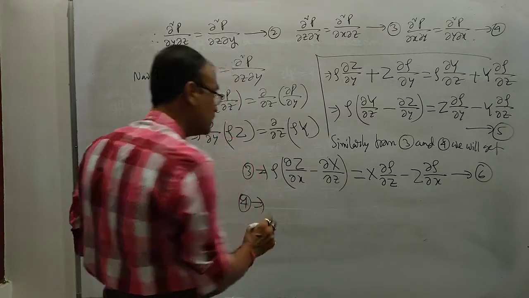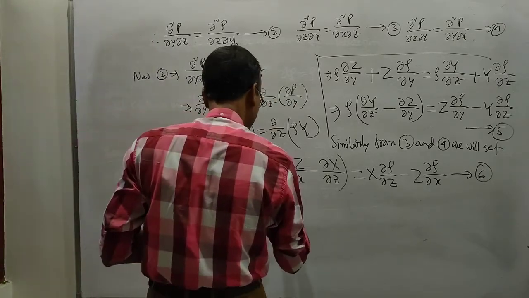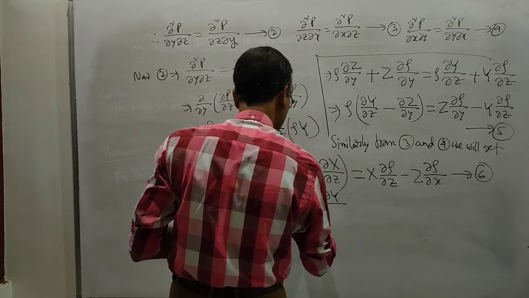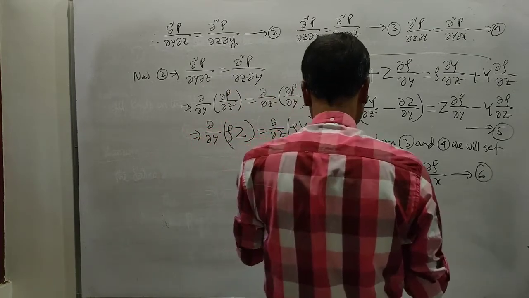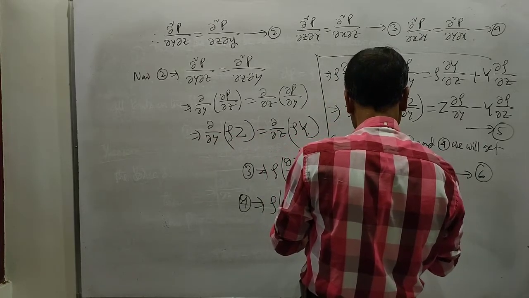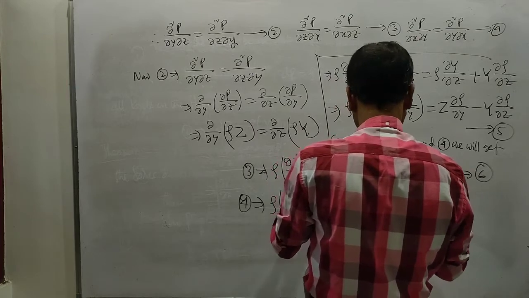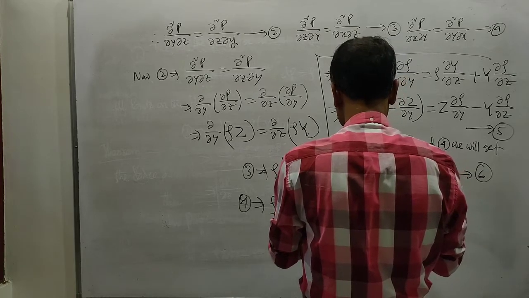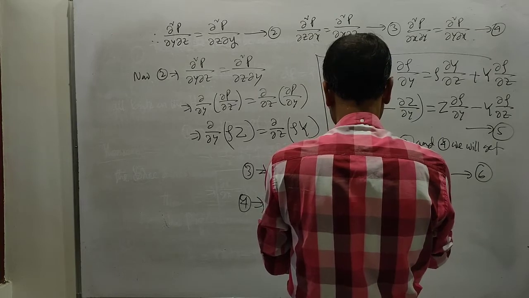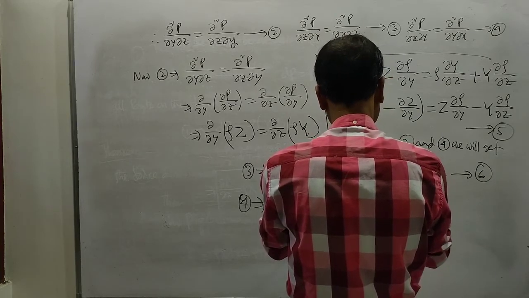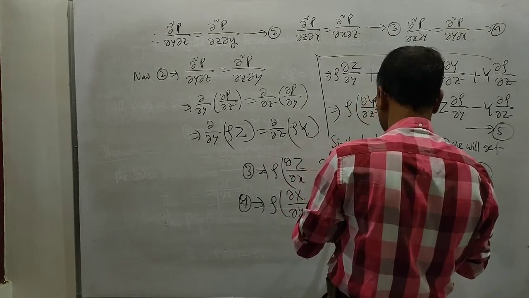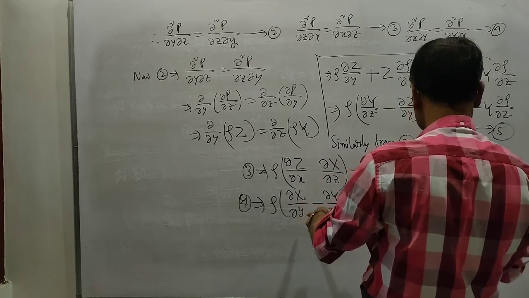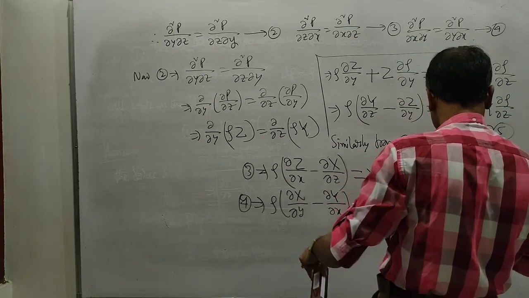Number 7. From 4 you will get rho (∂Y/∂x minus ∂X/∂y) equal to X ∂rho/∂y minus Y ∂rho/∂x. This is number 7.